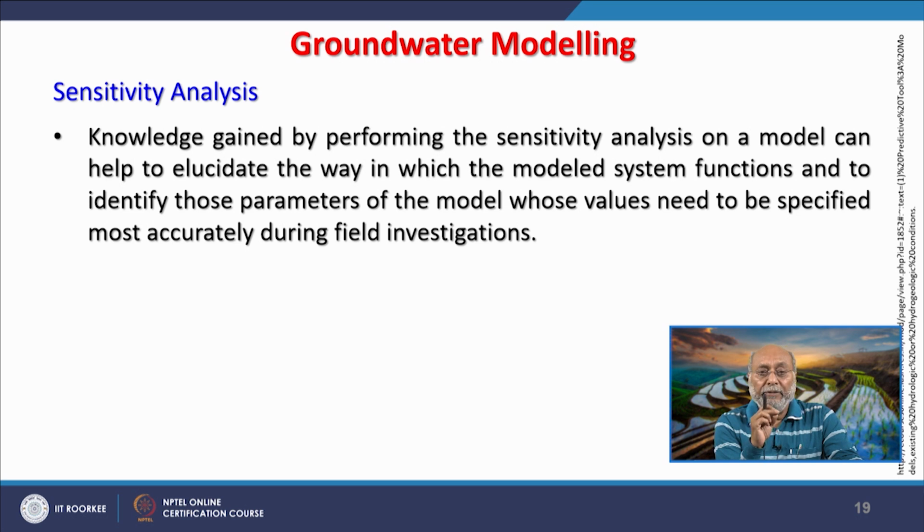So, for each parameter we have to change one at a time, starting with small changes, and we keep testing each parameter. Similarly, all other parameters are changed one by one. That will develop a knowledge about how the model system is functioning, and then we will be able to identify those parameters of the model whose values need to be specified more accurately during the field investigations. Once that is done, we know which parameters influence our model most. So, while collecting data in the field, care has to be taken so that we collect very accurate data.